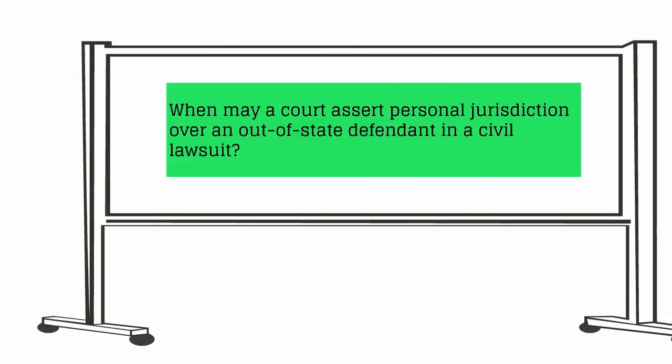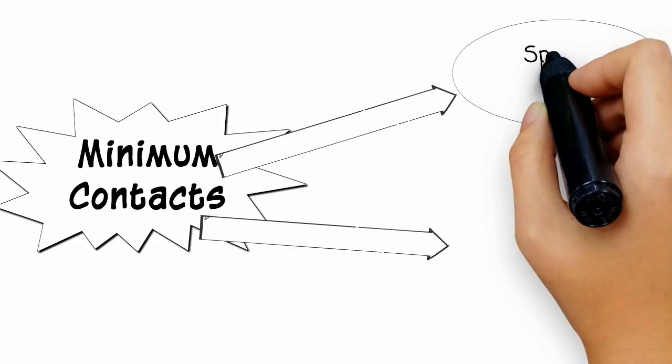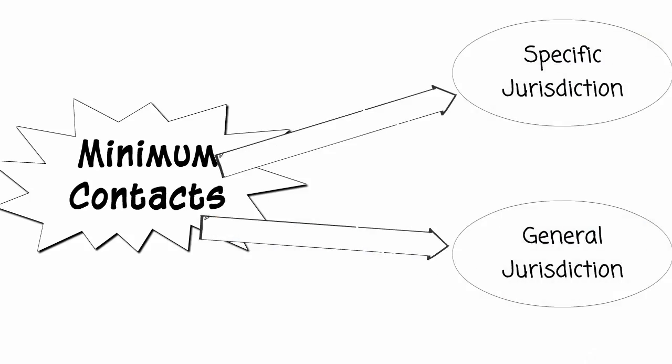So, minimum contacts helps the court to answer the question, when may the court assert personal jurisdiction over an out-of-state defendant? If the defendant has sufficient minimum contacts with the state, then long-arm jurisdiction will be constitutional. If there are minimum contacts, then the court might be able to assert either specific or general personal jurisdiction. We'll talk about specific and general jurisdiction in a separate video.